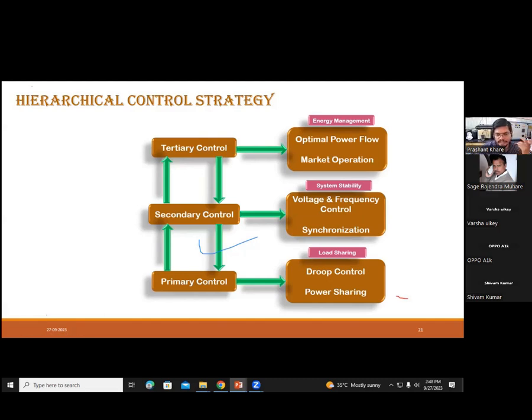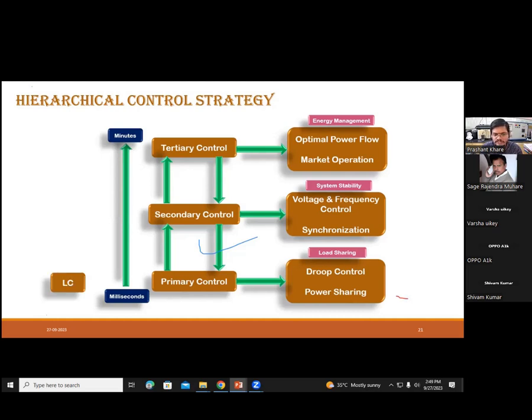This control is classified in three layers: primary, secondary, and tertiary. The primary layer actuates just after any variation in the power demand or voltage variation. Okay. So it starts in milliseconds, and the tertiary layer will take a few minutes to perform its purpose. A localized controller is responsible for primary control. Secondary control can be done by a localized controller or a centralized controller. Tertiary control is dealt with primarily by a centralized controller. So this is the hierarchical control strategy for a microgrid.